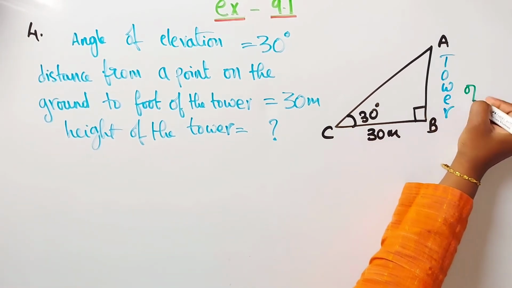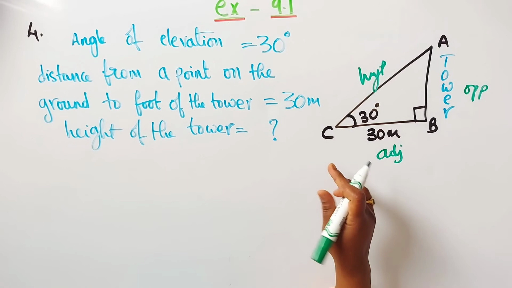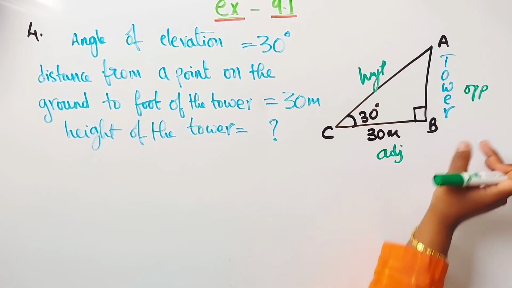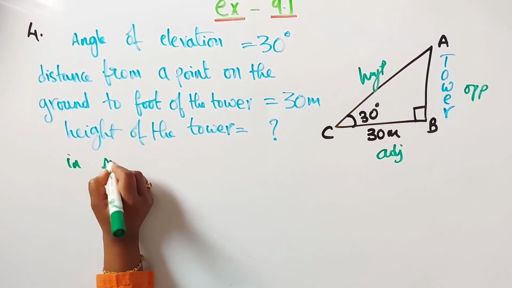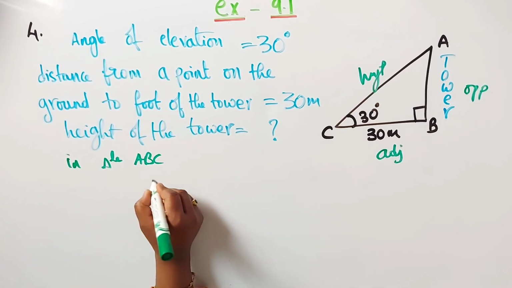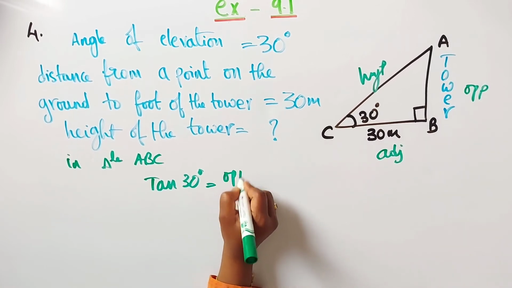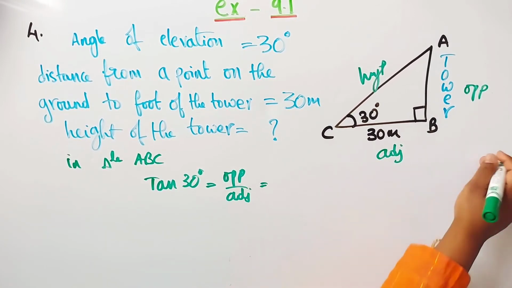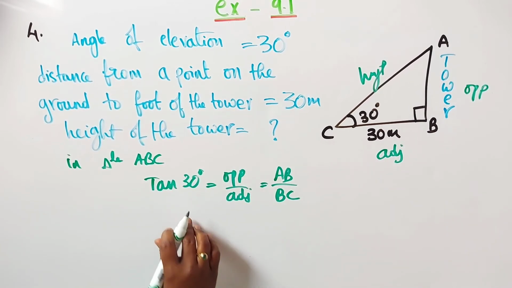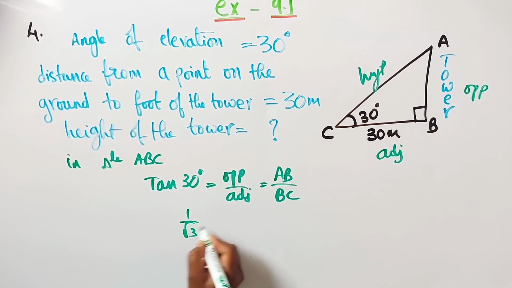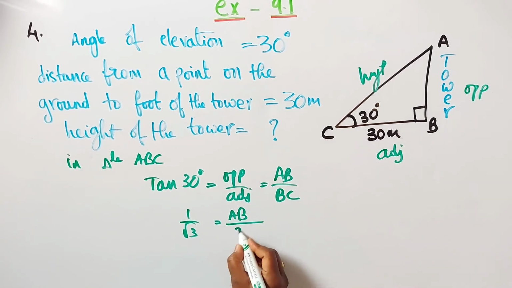So this will be opposite, children, and this is adjacent, and this is hypotenuse, right? Here we have to find the opposite side. Adjacent is already given. So which one do we have to use, children? Tan, right? In triangle ABC, tan 30 degrees is equal to opposite by adjacent, that is equal to AB divided by BC, right children? So tan 30 is equal to 1 by root 3, children. AB we have to find out, and BC is already given as 30.